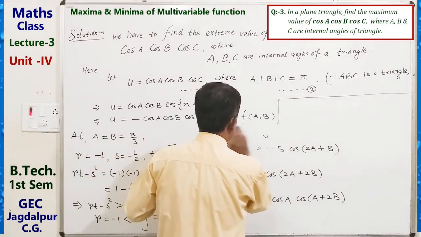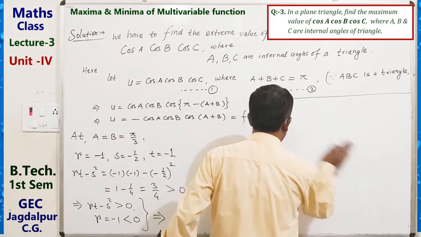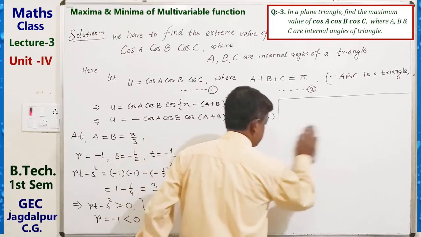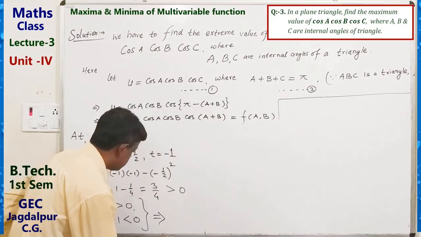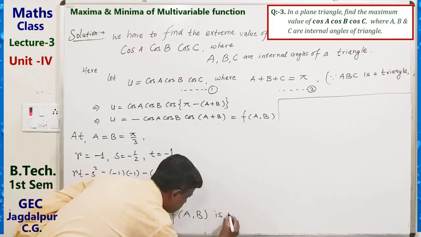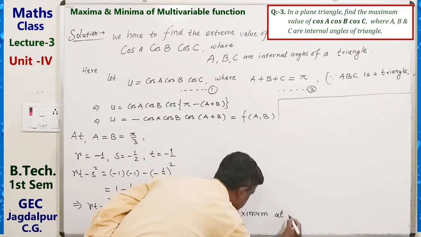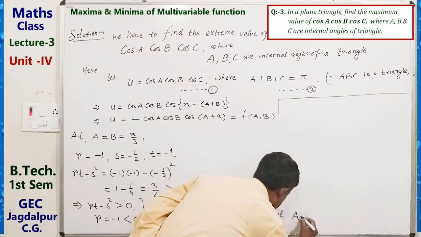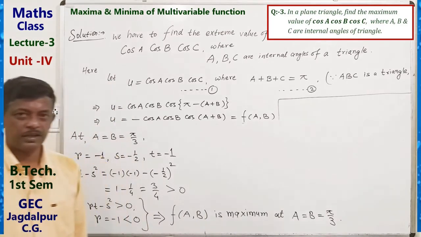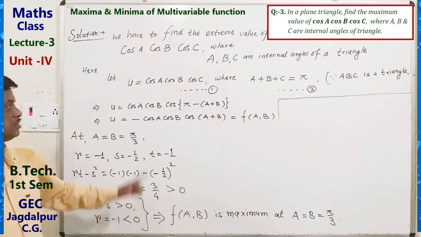F(A, B) is maximum. Implies F(A, B) is maximum at A equals B equals pi by 3. F(A, B) is maximum, so cos A cos B cos C is maximum.